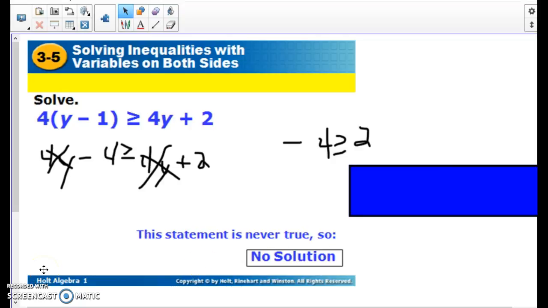Again, on the homework, I will tell you which ones are going to be regular answers and which ones will be no or many solutions.